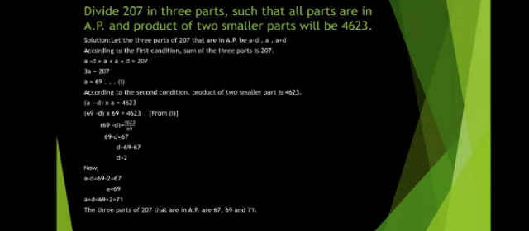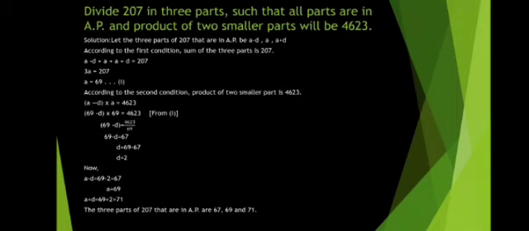Now according to the second condition, the product of the 2 smaller parts is 4623. If we look at all 3 parts, that is a minus d, a and a plus d, we can clearly say that a minus d and a are both smaller than a plus d. So the 2 smaller parts are a minus d and a. So we'll write a minus d multiplied by a. Why? Because the product is given. Product means to multiply.